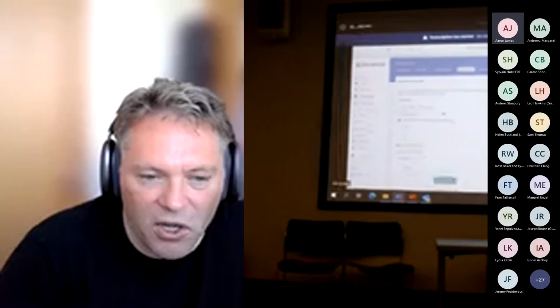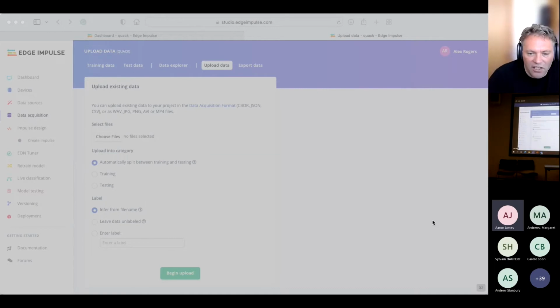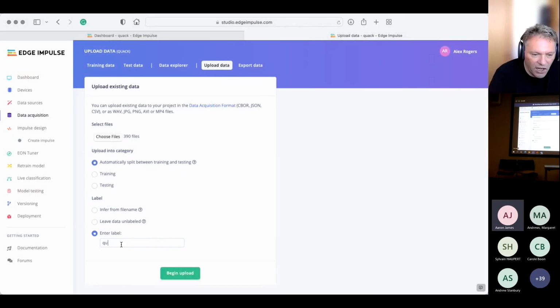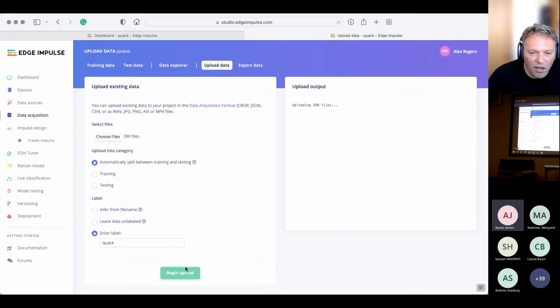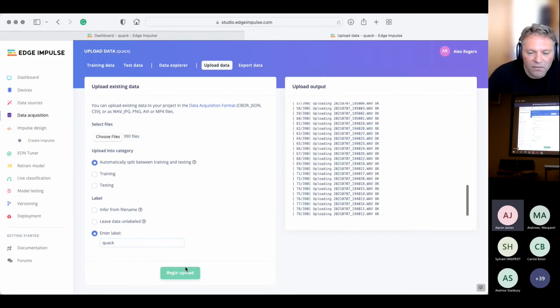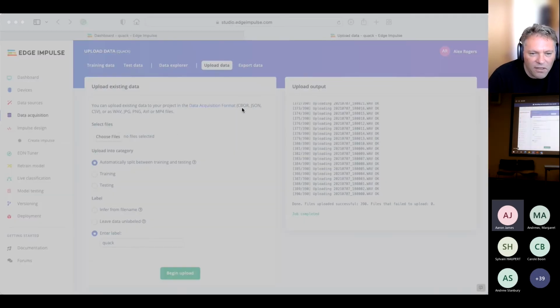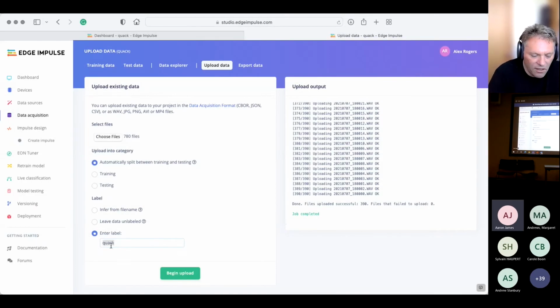Quacking frog, actually quacking. So I've got 1 second slices of audio. I'm going to call that quack and then upload it. Okay, and then I've also got some background recordings of typical sort of background noise when the frog isn't there calling. We can upload those.